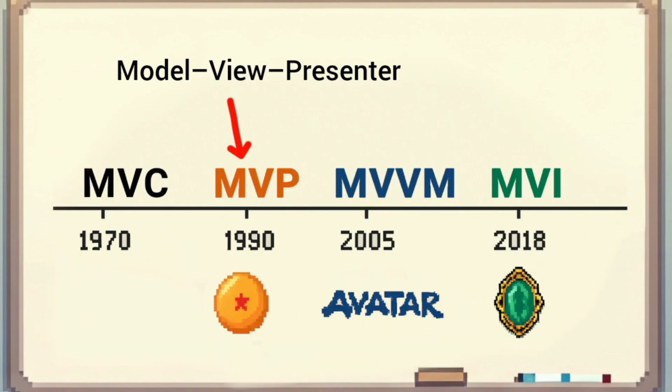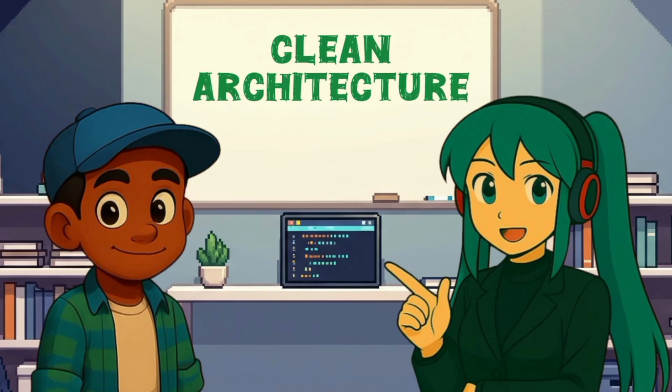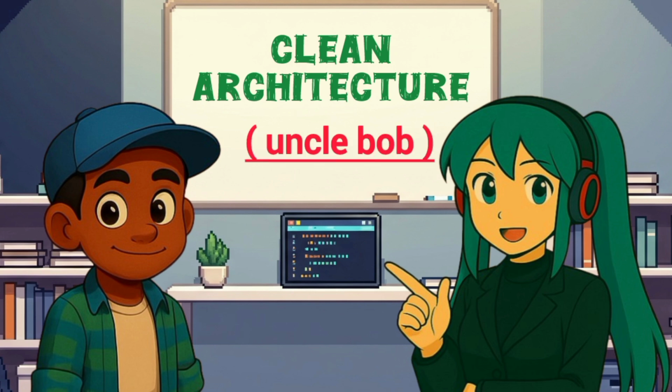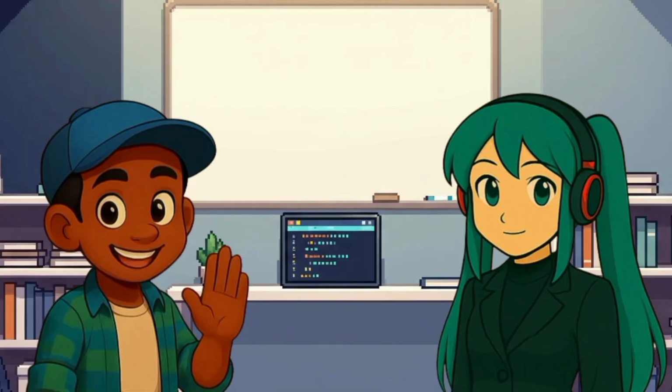By contrast, the MVP, or model view presenter pattern, is also considered somewhat old, having appeared in the 1990s, and it became popular in desktop applications and early versions of Android. MVP was introduced to solve the controller problem in MVC, by allowing the presenter to fully control the flow of data between the view and the model. As for clean architecture, developed by Uncle Bob, it is entirely different from the others. Its goal is to make the application consist of independent layers, so that inner layers do not depend on the outer ones. We are now taking an overview of what these architectural patterns are.